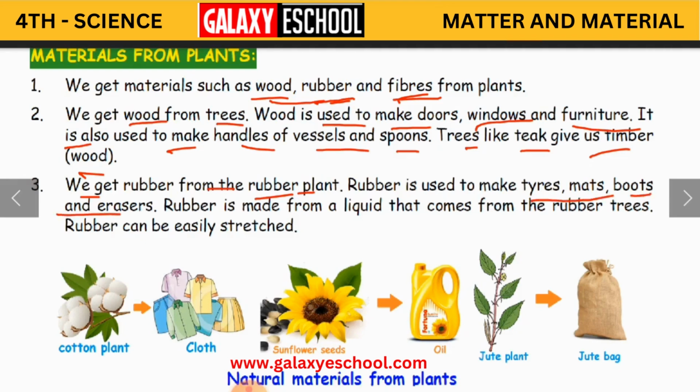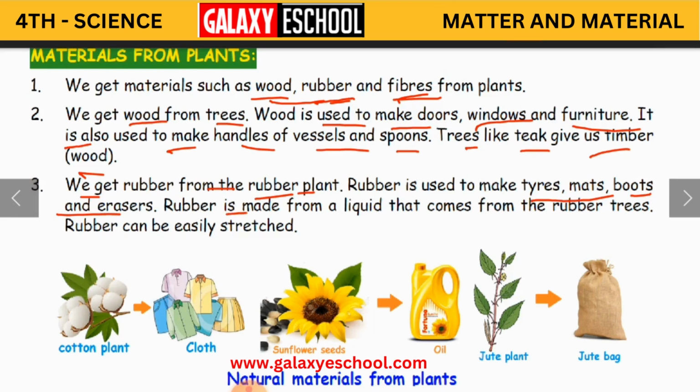So tires, like for vehicles, even for a bicycle, a two-wheeler, a four-wheeler, and big vehicles like lorries, they will have tires. Even these tires are made from rubber. Not only that, we also have rubber mats. Boots are nothing but our slippers, chappals, shoes. And we also have erasers, which are made from rubber.